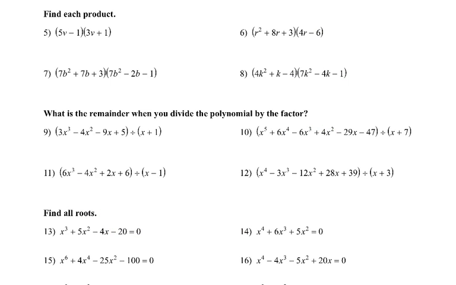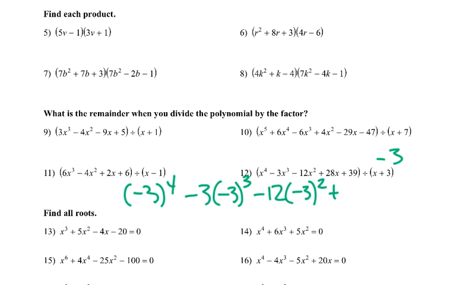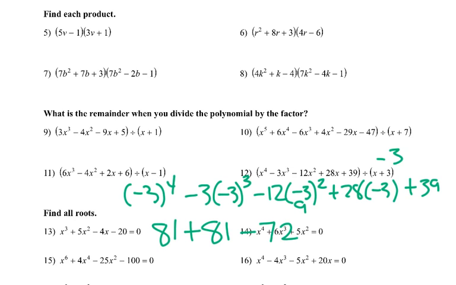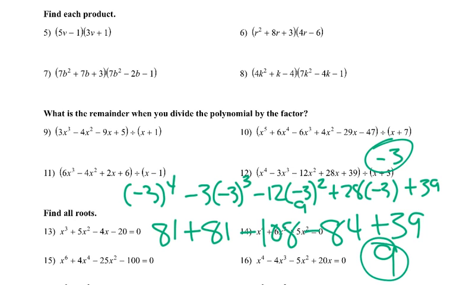So then we do this last one. Okay, so a negative 3 here. So I've got negative 3 to the 4th minus 3 times negative 3 cubed minus 12 times negative 3 squared plus 28 times negative 3 plus 39. So we get 81 plus 81, then minus 3 squared would be 9, so 72, and then minus 28 times 3 would be 84, plus 39, which we add together and we get, well, that's not right, is it? That should be 108? And we get 9. X value of negative 3, y value of 9.